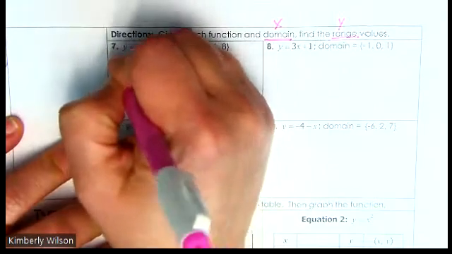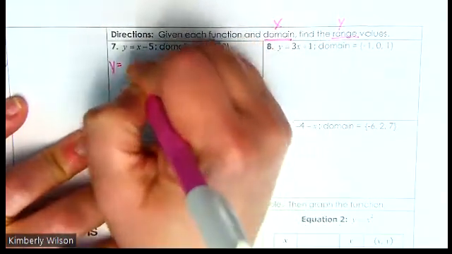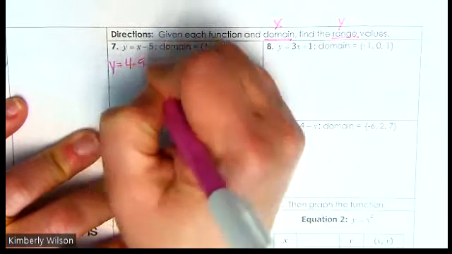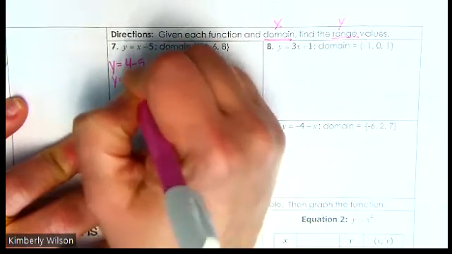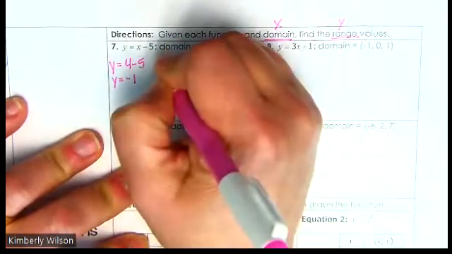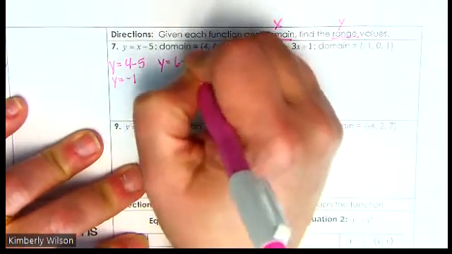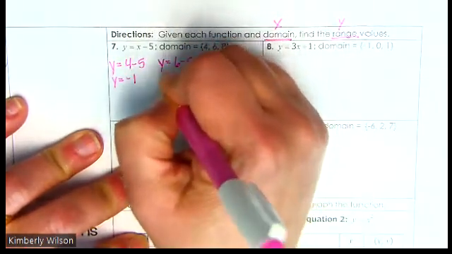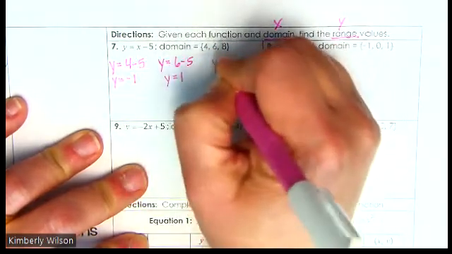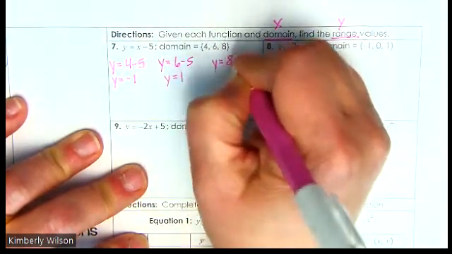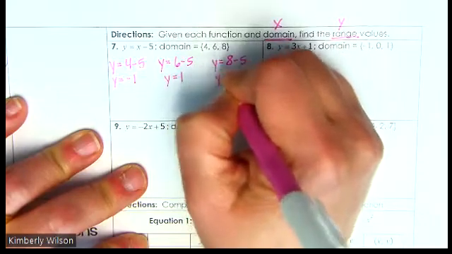So I have Y equals 4 minus 5, which gives me Y equals -1. Then I have Y equals 6 minus 5, which is Y equals 1. And then I have Y equals 8 minus 5, which is Y equals 3.